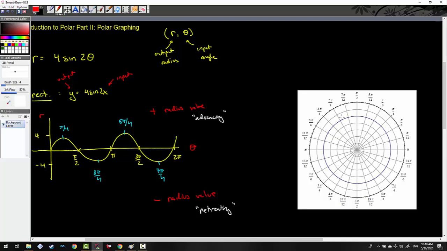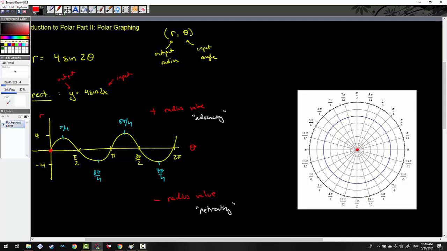It's all good. Okay, so what I'm going to do is say, all right, when my theta value is 0, my radial value is 0. So that actually makes a lot of sense here. My starting point is going to be right here.